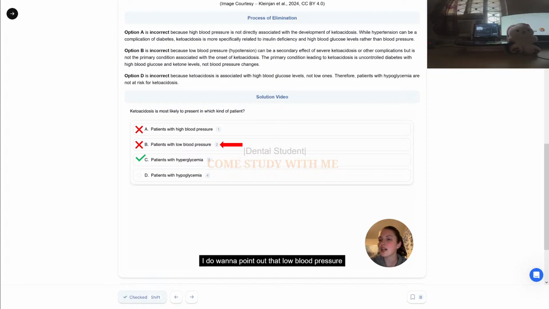I do want to point out that low blood pressure or hypotension can be a symptom or complication of severe ketoacidosis, as the body is reacting to the increased acidity in the blood. But because ketoacidosis is not most likely to present in patients with low blood pressure, we know this answer choice is incorrect. And finally, we have patients with hypoglycemia.